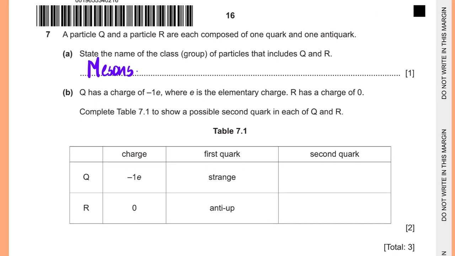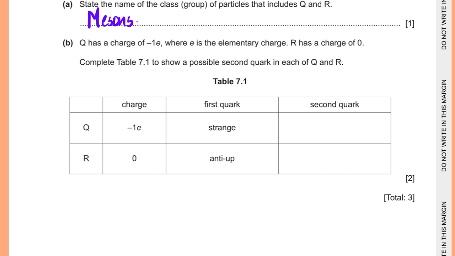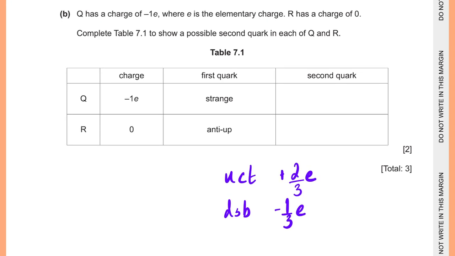R has a charge of 0. Complete 7.1 to show a possible second quark in each of Q and R. So you remember that up, charm, top, all of these are +2 by 3e, right? And the other ones, which are down, strange, bottom, are -1 by 3e, and then their anti-quarks obviously have the same but opposite charge. So if this is strange, which means it's -1 by 3, it needs a -2 by 3 to make it -1, right? So it must be anti-up or anti-charm or anti-top. So any one of these work.